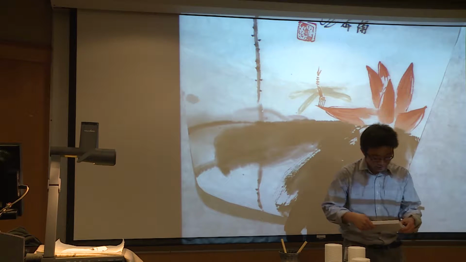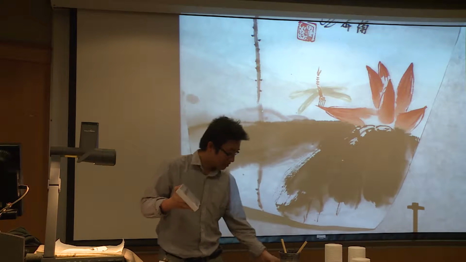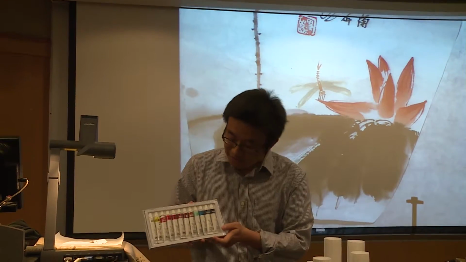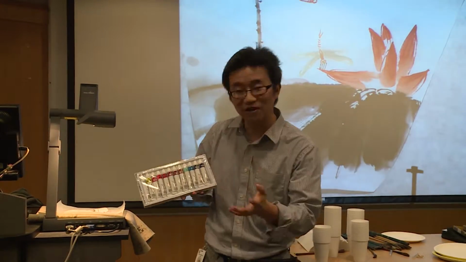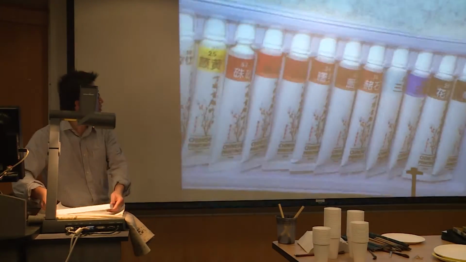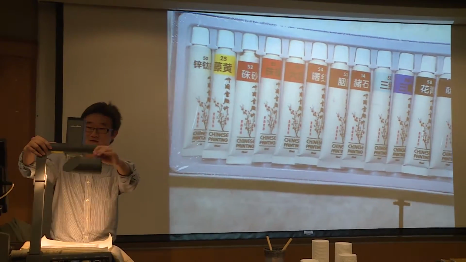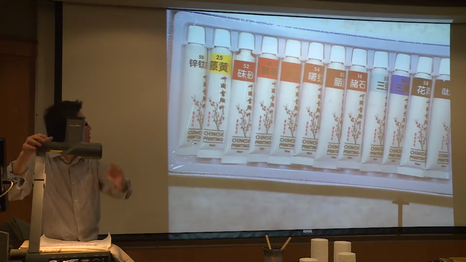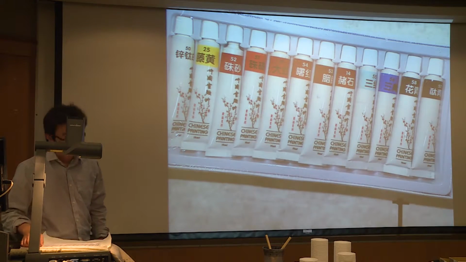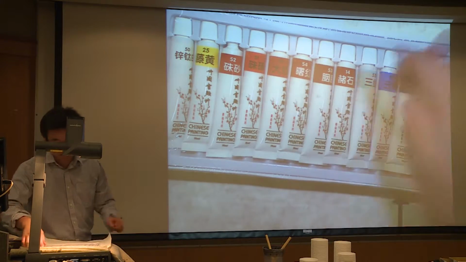Okay, now let's take a look at the Chinese paint that we're going to use. A typical set of Chinese paint pigment consists of 12 colors. There are 12 colors. There is some white, yellow, orange, red. The color that we're going to use here is called sun red. This one, this piece. Let me open this.